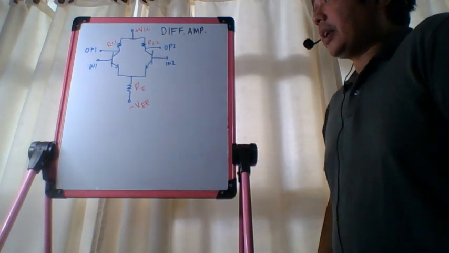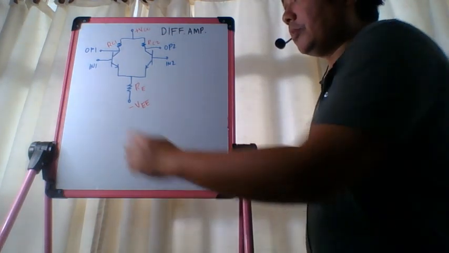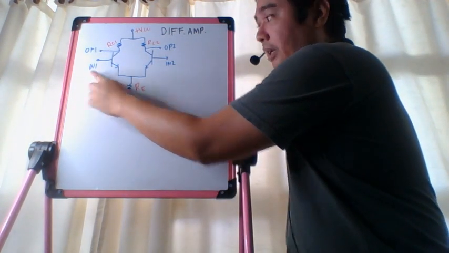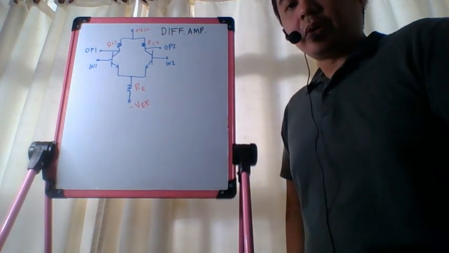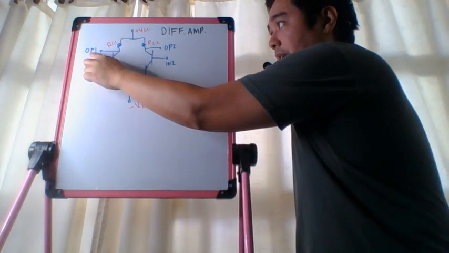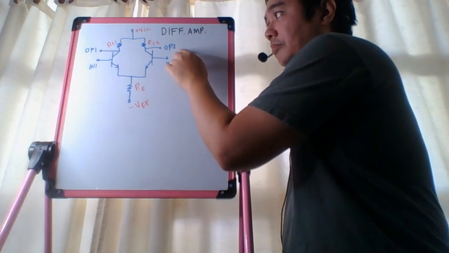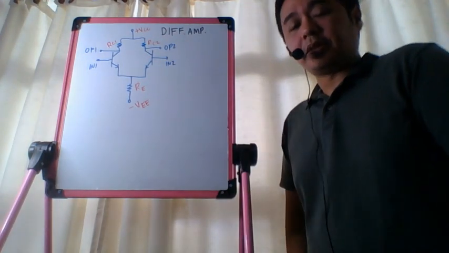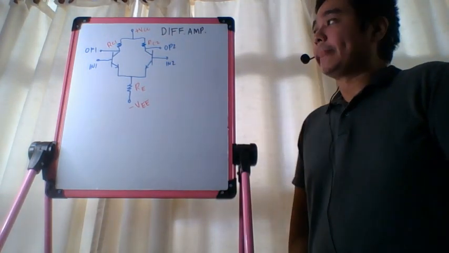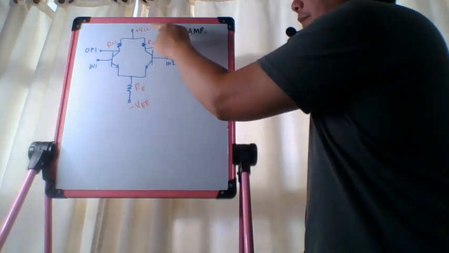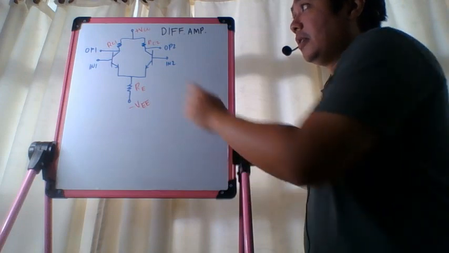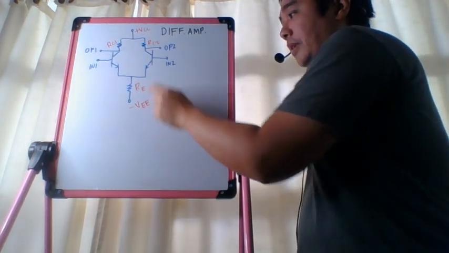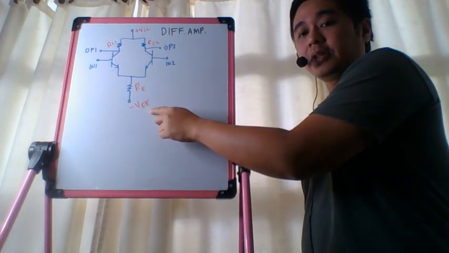The differential amplifier also has two inputs. So we have input number 1 and we have input number 2. And it also has two outputs. So output number 1 and output number 2, kinukuha natin sa collector terminal ng ating BJT. We have two power supplies. So they are dual polarity. We have plus VCC and we have negative VEE for the power supply.